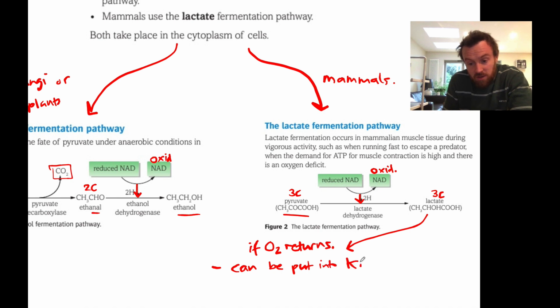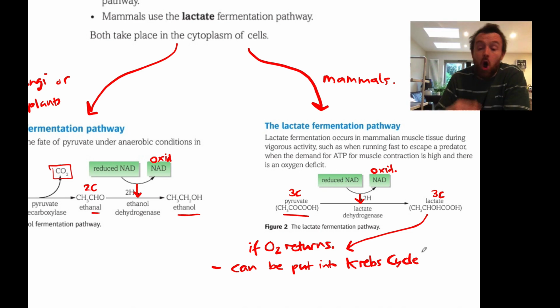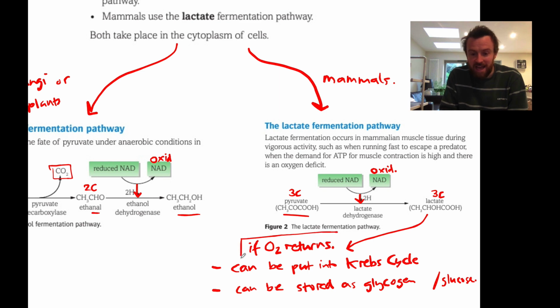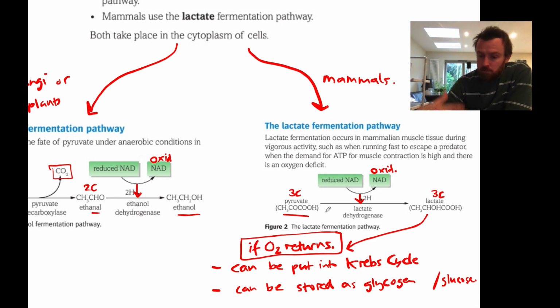When oxygen returns, the Krebs cycle starts running again, and lactate can be fed into the Krebs cycle to be fully oxidized to generate more energy, or it can be converted and stored as glycogen, or in fact converted back into glucose. But those things require oxygen. So this generates something called an oxygen debt. If you build up lactic acid in the blood, then even if you stop exercising, your body needs more oxygen to fully break it down in the Krebs cycle, or to convert it to glycogen, for example.